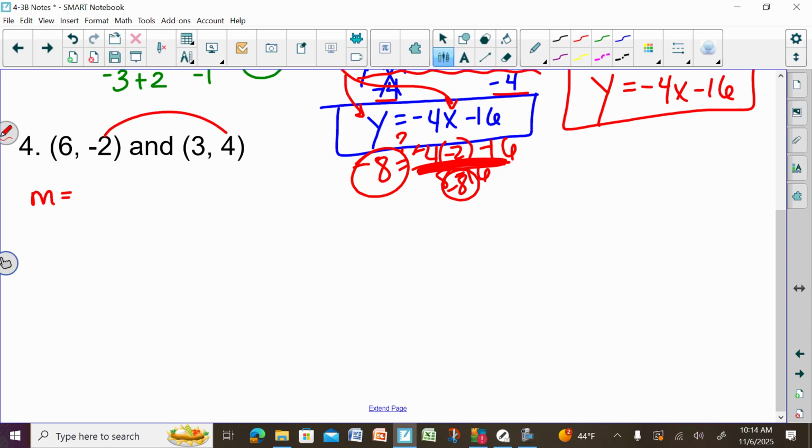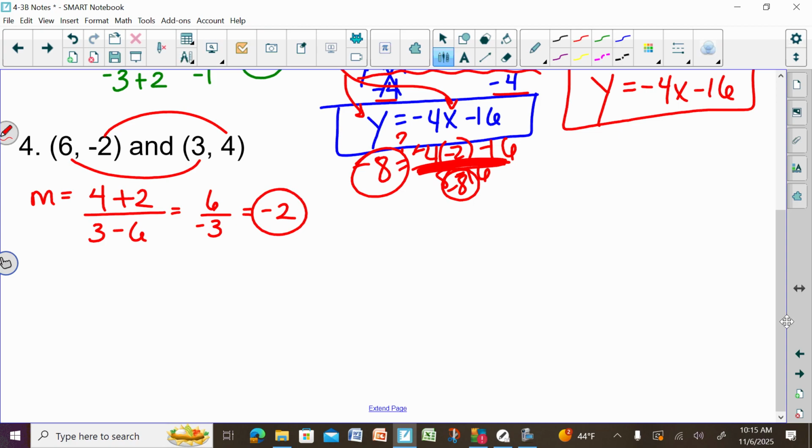Y minus y, I'm going to do the 4 on top first. So 4 minus a -2, that just puts my -2 second, turning it into a positive. If I pick 4 on top first, I have to put 3 on the bottom first. 4 plus 2 is 6. 3 minus 6 is -3. 6 divided by -3 is a -2 slope, or -2/1.